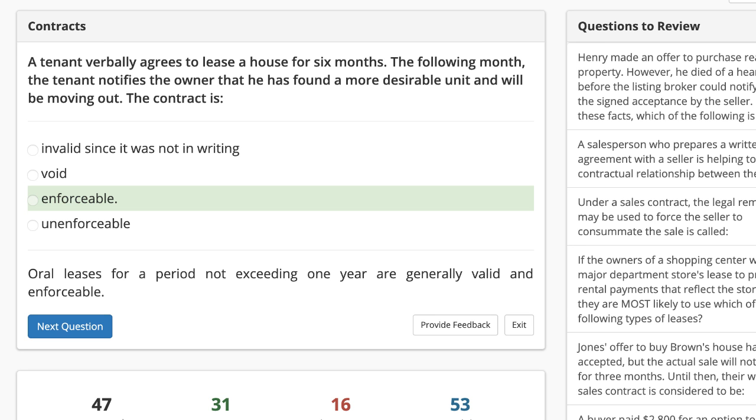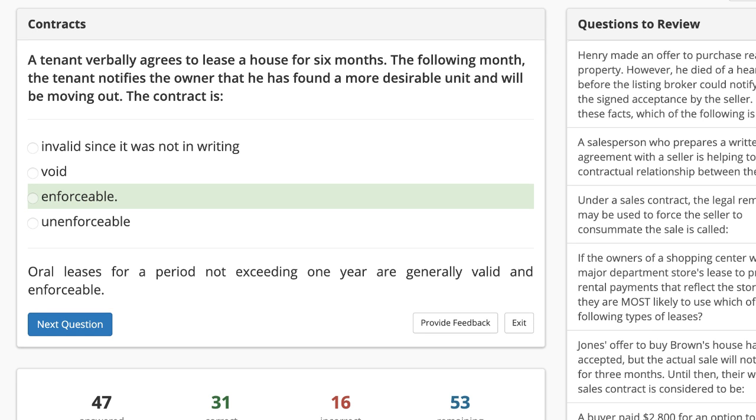Well, the next question would be like, but I thought statute of fraud said everything has to be in writing. Everything to do with real estate has to be in writing. One of the very few exceptions to that in regards to real property is oral leases for less than a year. They are generally valid and enforceable in a court of law. Again, not always, but most of the time, a lease for less than a year is still enforceable. So hopefully that makes sense to everybody.